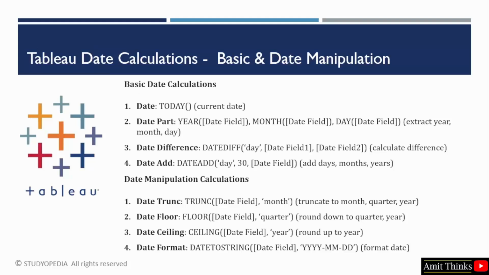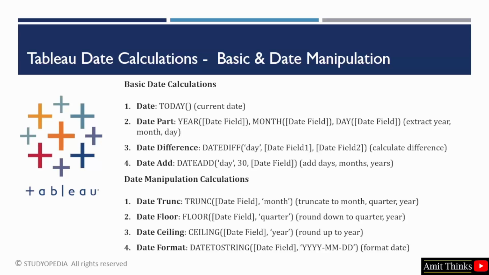We are beginning with the date calculations. If you want to get the current date, use the today method. For the date part, let's say it's 25th December 2024. If you want to get the year out of it, use the year method. To get the month, use the month method. To get the exact day, you need to use the day method. To get the difference between dates, use the date diff method. For adding to dates, use the date add method. So these were basic date calculations.